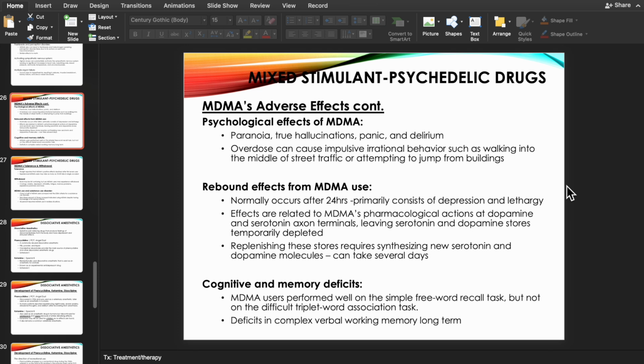Rebound effects of MDMA use normally happen after 24 hours from the time of use and primarily consist of depression and lethargy. This is like the come down. And this is because the dopamine and serotonin stores are emptied out. The MDMA caused a crazy increase in these neurotransmitters, and now they're depleted. And replenishing these stores would require new serotonin and dopamine to synthesize, and that can take several days.